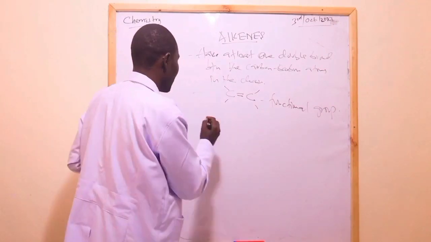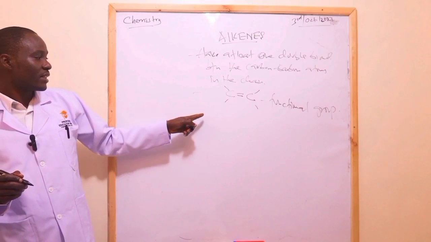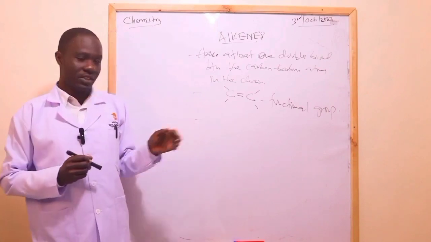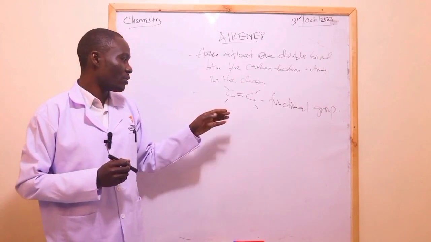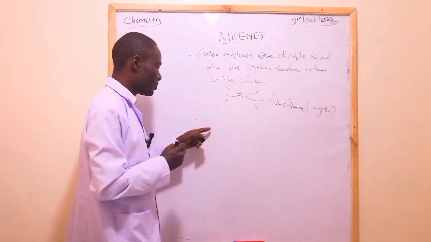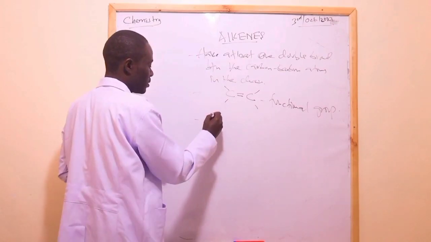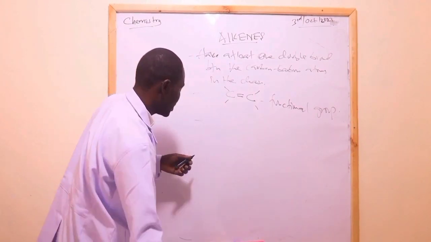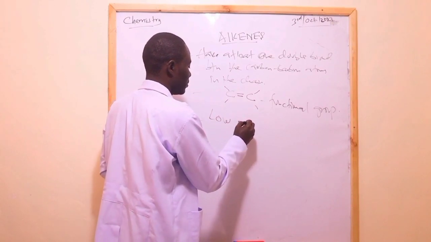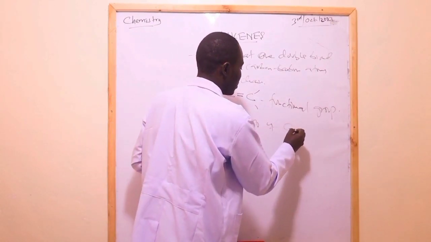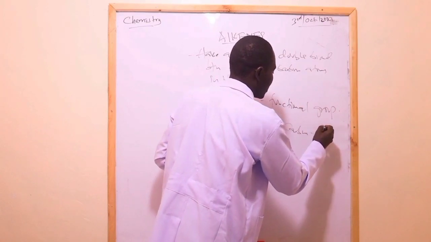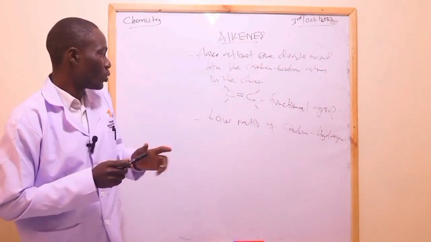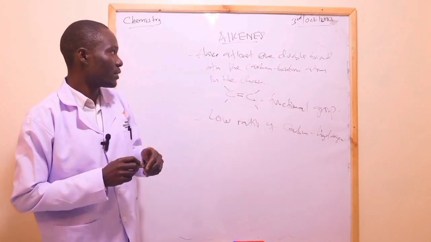So the third thing that you need to know about alkenes is that the carbon-hydrogen ratio is low. Low ratio of carbon-hydrogen. So this is about the introduction part of the alkenes.